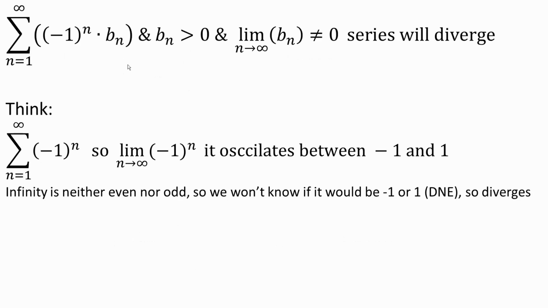Another case could be if you have -1 raised to n, where it oscillates. But if b sub n does not equal 0, then the series will also diverge. You can think about this: (-1)^n will oscillate between -1 and +1. Infinity is neither even nor odd, so we won't know if the final sum will be -1 or 1. It will be DNE, and so it diverges.